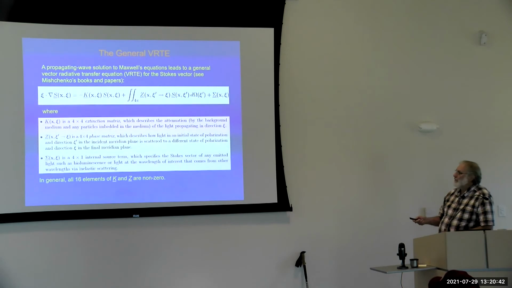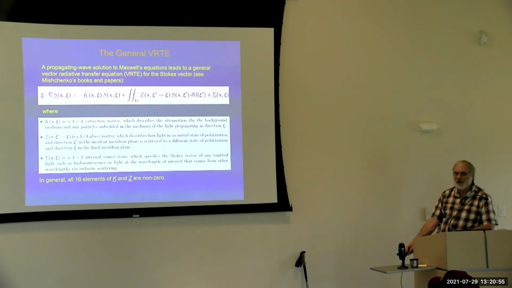But out of Maxwell's equations, you finally can come up with the first thing we would call a radiative transfer equation. So here's our Stokes vector. Here's our phase matrix. We could have an internal source. If I put this laser in the water and it shines out polarized light, I'm going to have a source term to describe that.